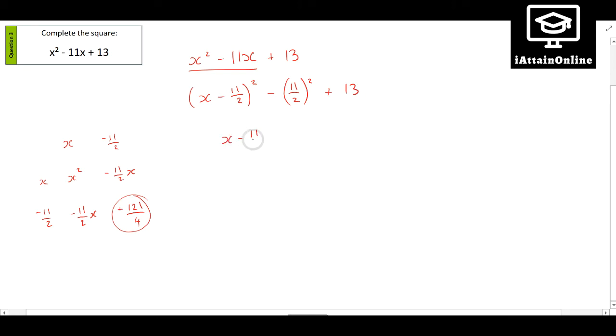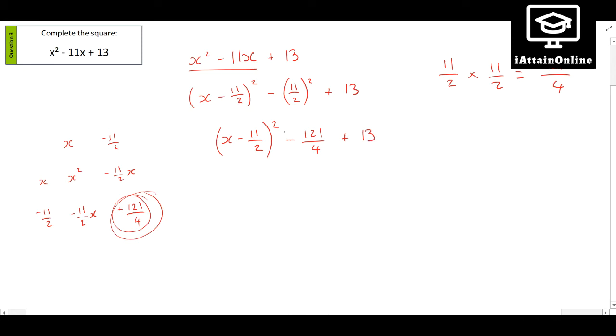So I'm now going to do this squared. Now, 11 over 2 times 11 over 2. Remember what I did here: 11 times 11 is 121, 2 times 2 is 4. So we're actually taking away 121 over 4. And then we're adding 13.